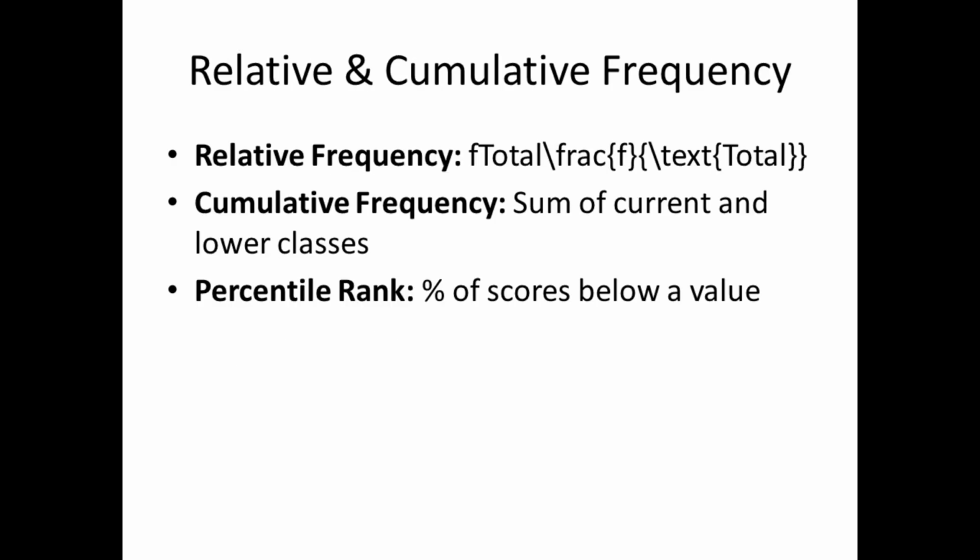Relative and cumulative frequency. To give context to raw frequency, relative frequency is the proportion of the total. Cumulative frequency adds up values progressively. Percentile rank tells what percentage of data falls below a certain value. Next one, graphs for quantitative data. For quantitative data, we use histogram, frequency polygon, and stem and leaf plot.